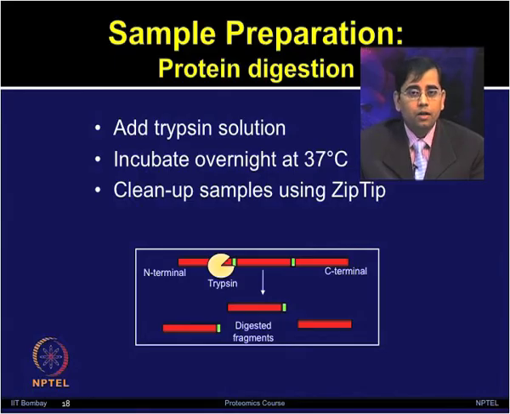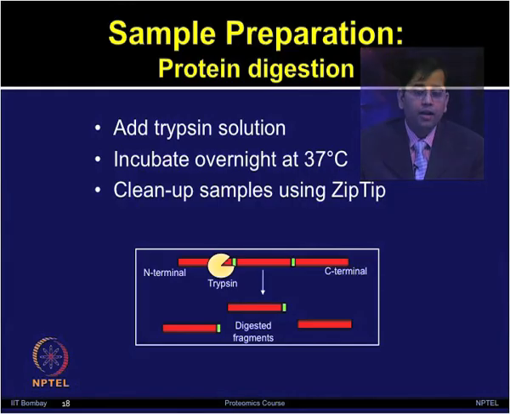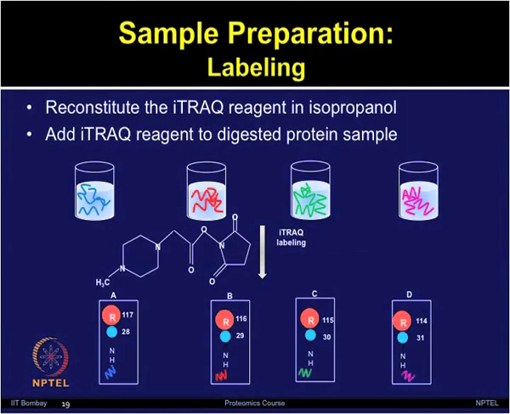Once you have done the overnight digestion, a cleanup step can be performed using a zip tip, so that some salts and contaminants can be removed. Now, the next step is labeling, adding these iTRAQ reagents to the 4 different samples. First, reconstitute the iTRAQ reagent in isopropanol, then add the iTRAQ reagent to the digested protein samples. If you have 4 samples, you can use the 4-plex iTRAQ reagents 114, 115, 116 and 117, as I have shown in this PPT.